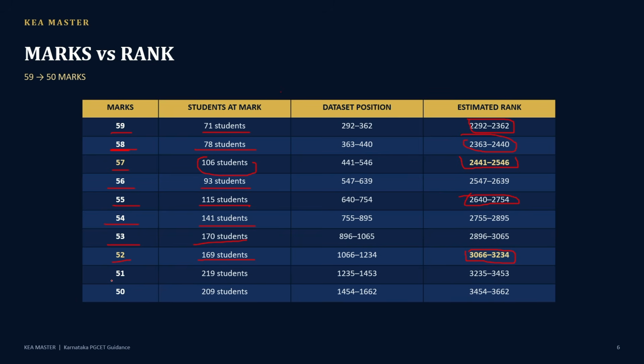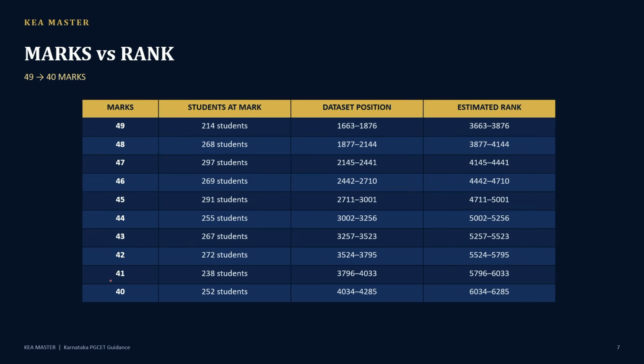And now let's come to the 40s. At 49 marks, there are 214 students, giving an estimated range of around 3663 to 3876. At 48 marks, we have 268 students, giving around 3877 to 4144. At 47 marks, there are 297 students, and the estimated range becomes 4145 to 4441. At 46 marks, 269 students are there.